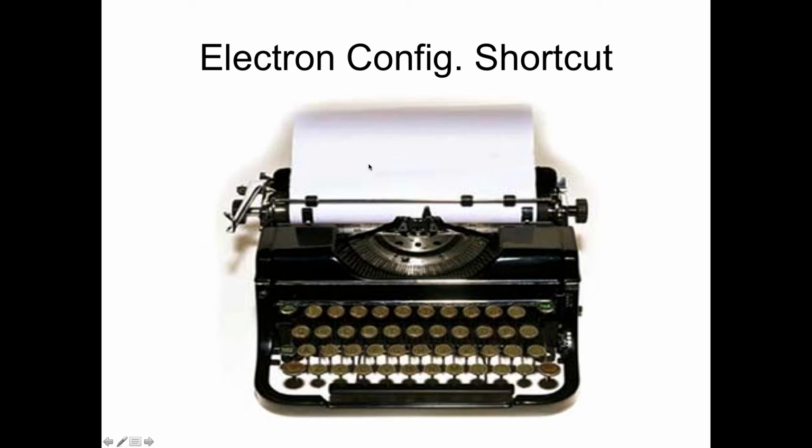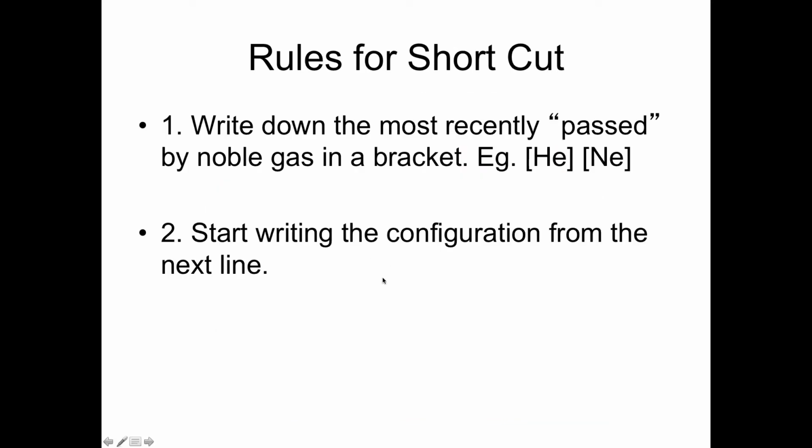Now, I know your hands are probably hurting, which is good because there's a shortcut. I'm going to show you the shortcut right now. All right, here's the rules for the shortcut. You're going to write down the most recently passed noble gas in a bracket. So an example of that would be like He, that's a noble gas, putting it in a bracket. Or neon, that's a noble gas, you're going to put it in a bracket. And then you're going to start at the next available line.